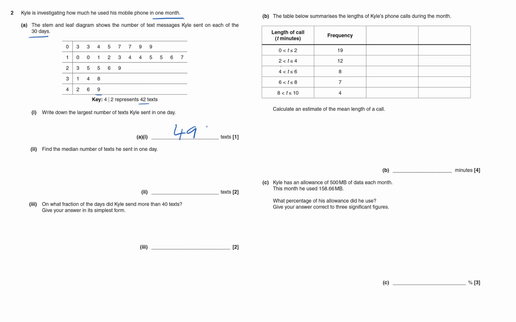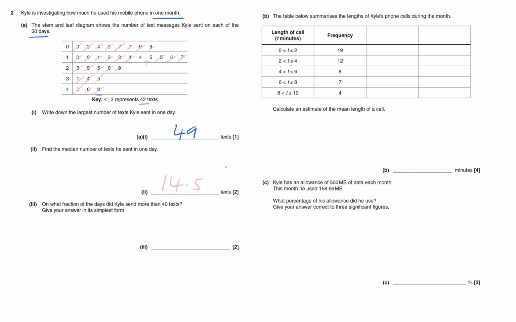Find the median number of texts he sent in one day. Well, I would just put these in order. That's a great thing about stem and leaf. So I cross off the bottom and the top and keep going, bottom and top, the whole way through until I'm just left with 2. Bottom, top, bottom, top, bottom, top. And now I've got 2 left at the same time, so it's directly between these. 1 4 is 14, 1 5 is 15, so that'd be between those, 14.5.